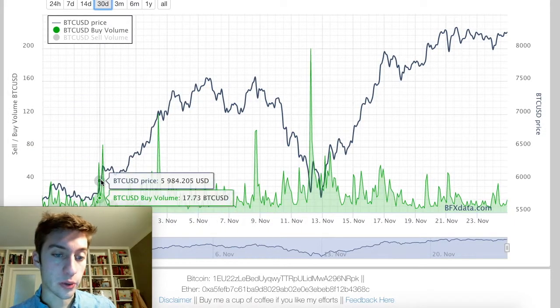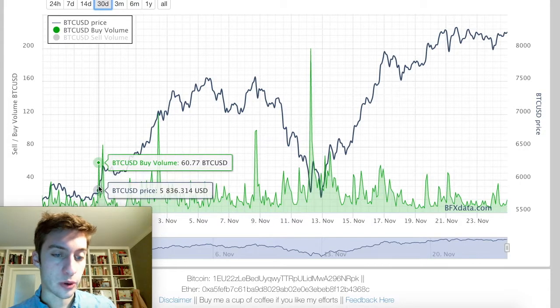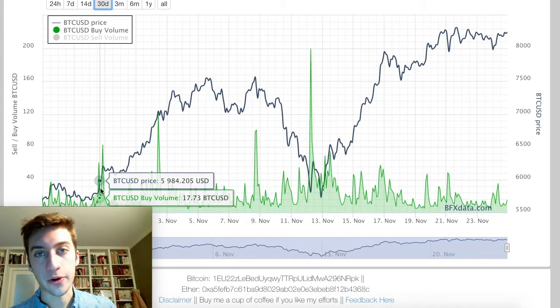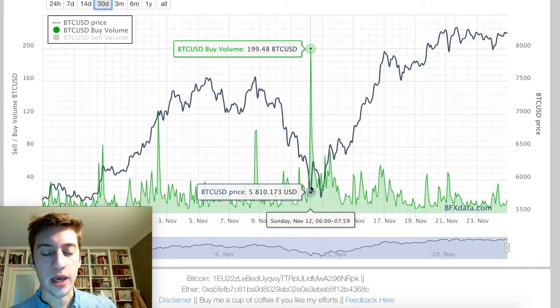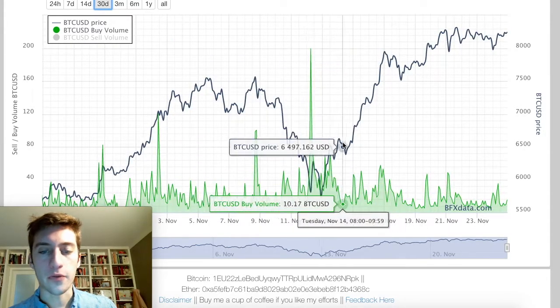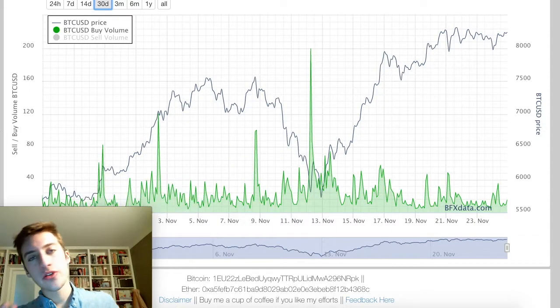But look here, we have around 60 Bitcoin being bought, but price goes from 57.87 all the way up to 59.84. This is continuation volume of the trend. This is an overbought, and then right here we have great volume that will prop up the trend for an uptrend. So those are the three kinds of volume we want to look for in buy volume.